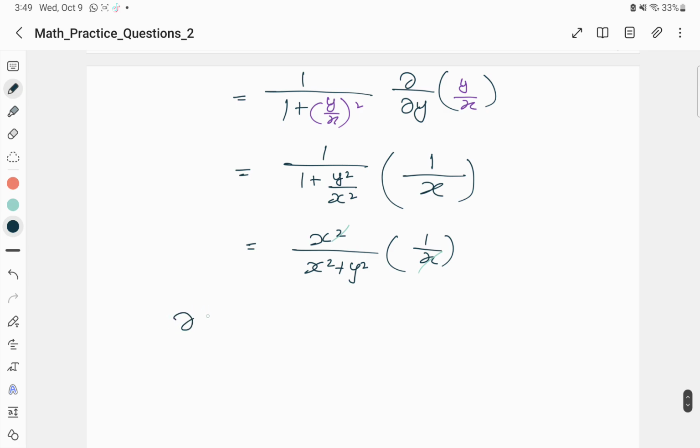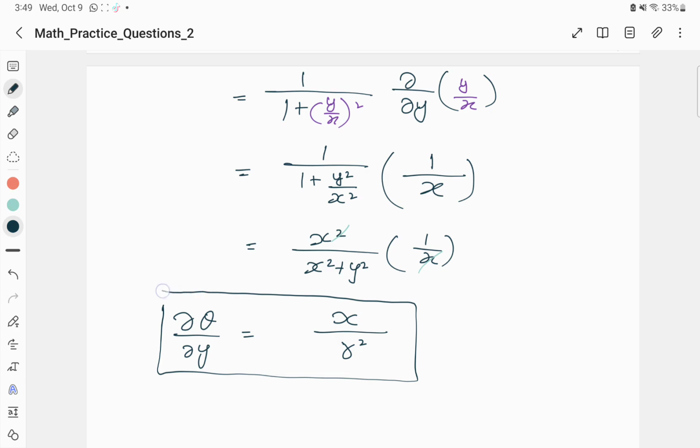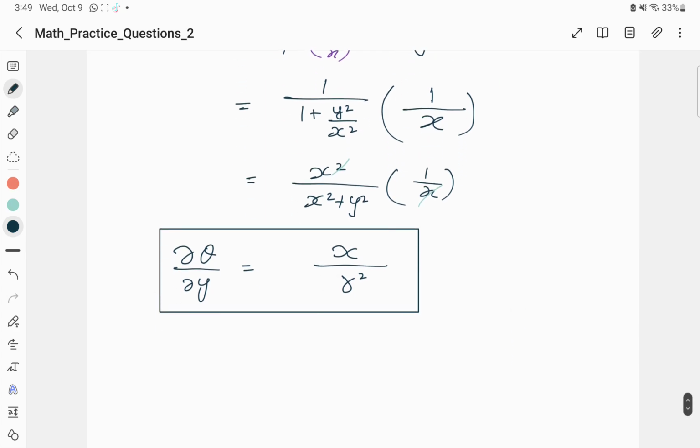So it means that partial theta over partial y, we are left with x in the numerator, and because x squared plus y squared in the denominator is equal to r squared, the derivative of theta with respect to y is equal to x over r squared.